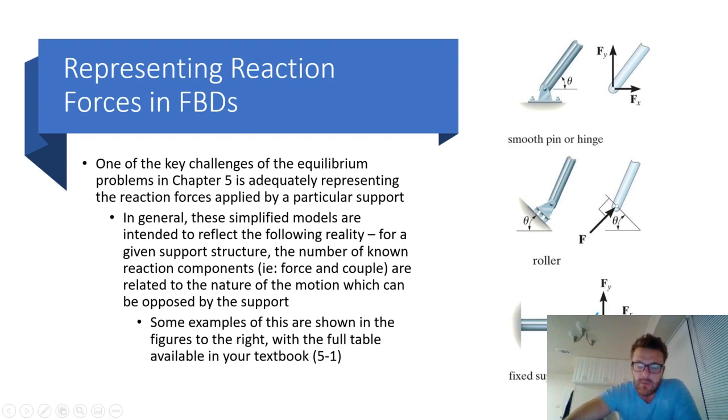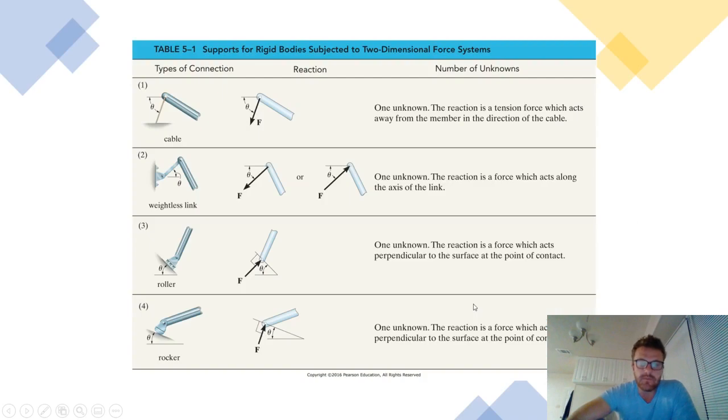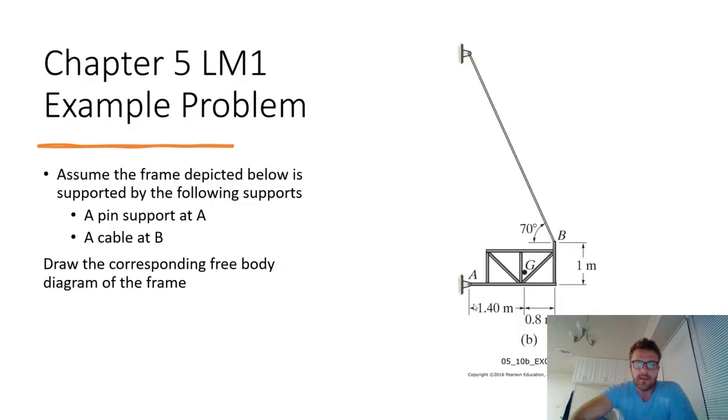So in that case, we would model the reaction as consisting of both an unknown force in the horizontal and vertical direction, along with an unknown couple or moment. So the key point being, when you work these types of problems, the hardest thing to do oftentimes, if you can't see from the way that the drawing is represented, you might have to go to table 5.1 of your book and determine how you should model the reaction forces associated with each of the support structures.